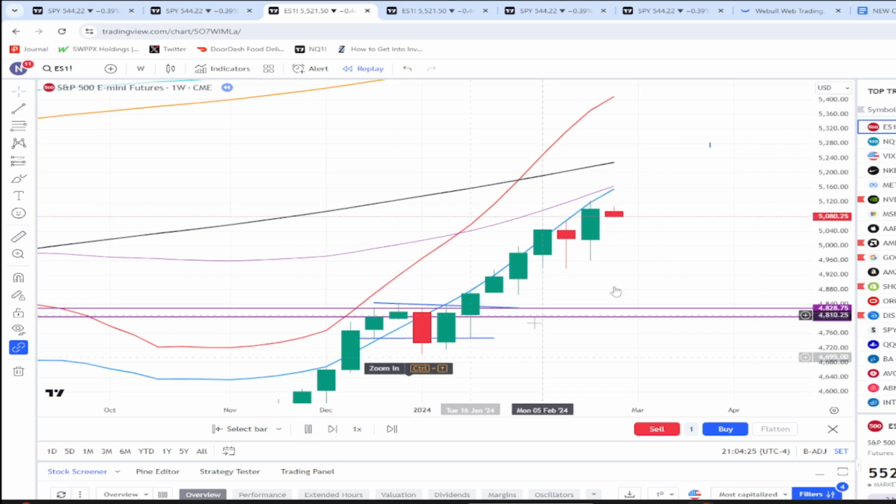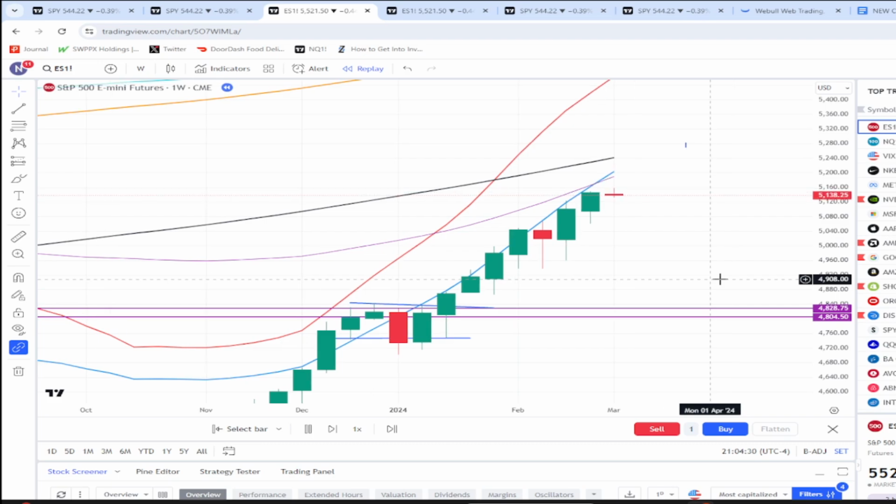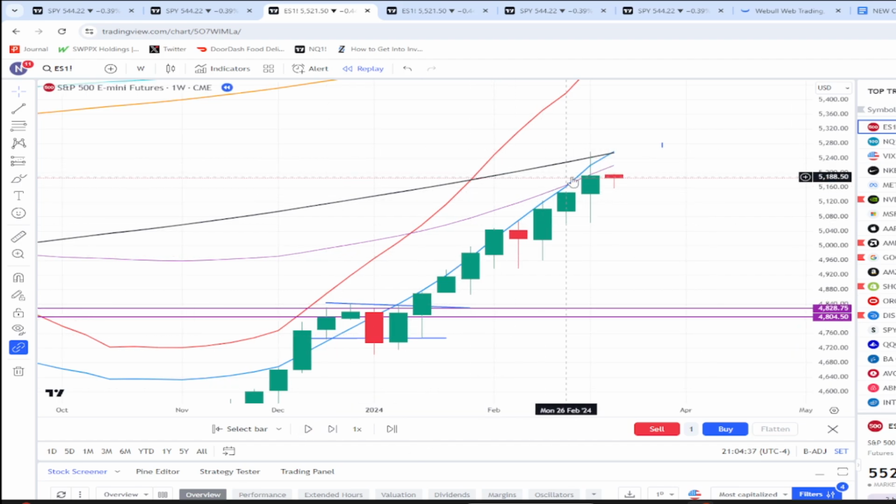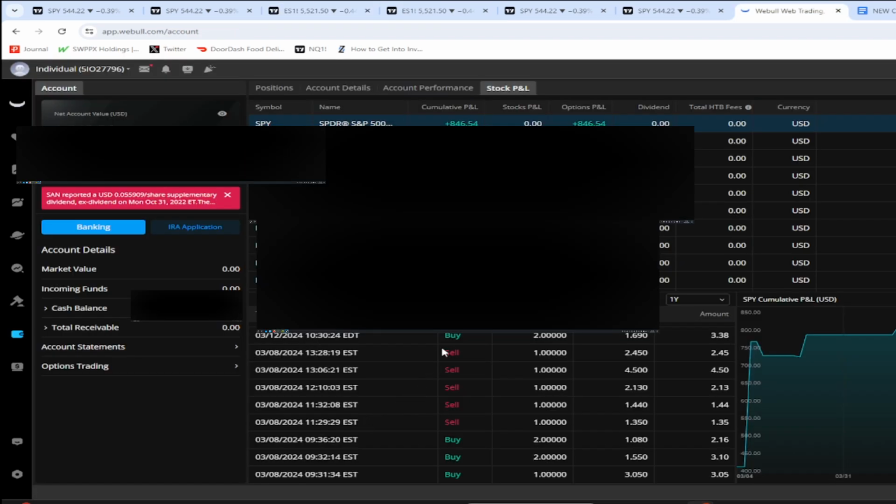Here we go. This is the week before. And then on the last day of this week, once again, we're going to see the test of this black line up here. And there it is right there. Very nice rejection. So here we are back on Webull, and I'm going to show you guys my 5 sells.